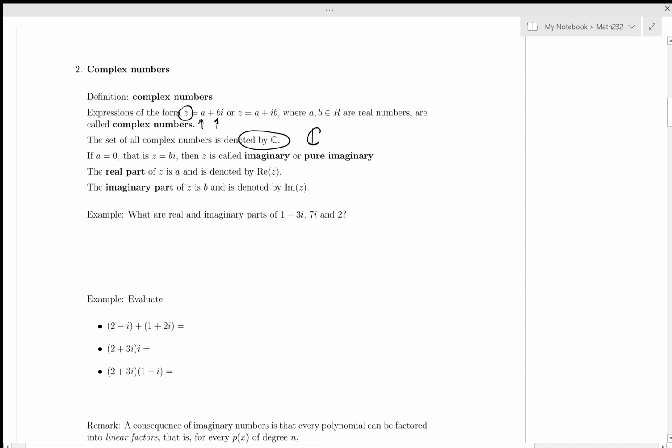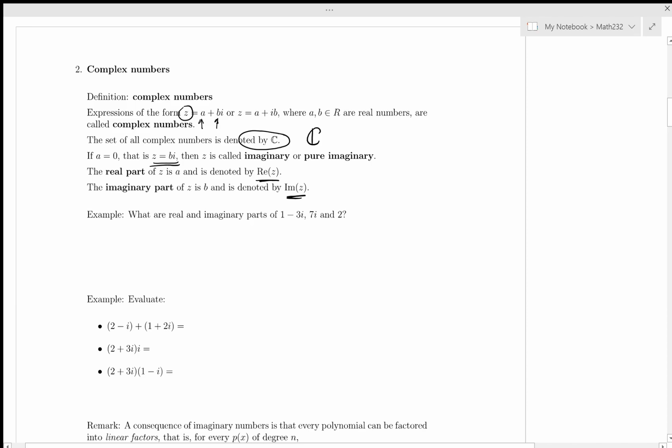Okay, if a is 0 in z equals a plus bi, that means that z would then simply be bi, and that is an imaginary number, or a purely imaginary number. It doesn't have any real component, it only has an imaginary component. We can separate out the real and the imaginary component of a complex number. The real part we denote by Re of z, the imaginary part we denote by Im of z. Real part of z and imaginary part of z.